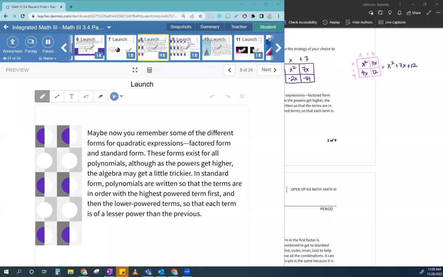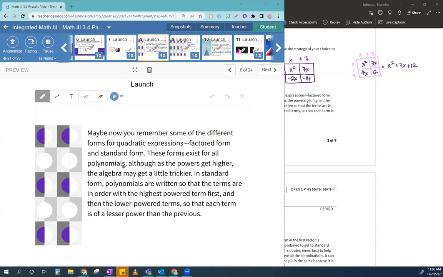Okay. So we are going over 3.4. We ended off at number 2, so we're just going to continue on. And we'll remind you what we went over as we go, just so that it's more in the front of your brain. So it says, maybe now you remember some of the different forms of quadratic expressions, factored form and standard form.